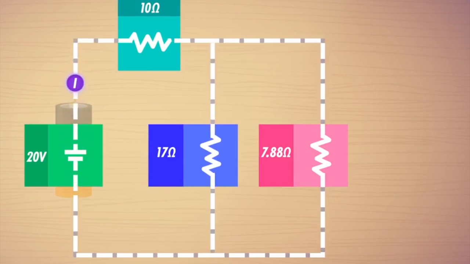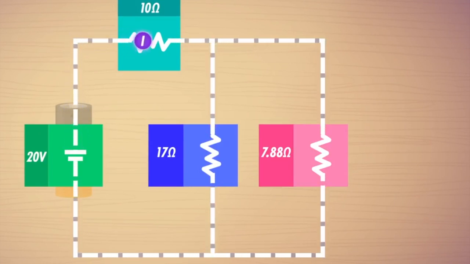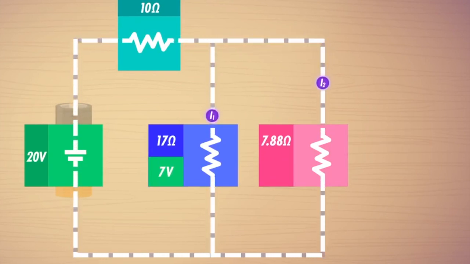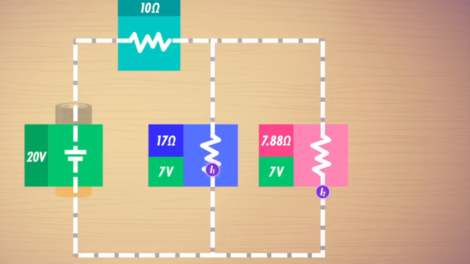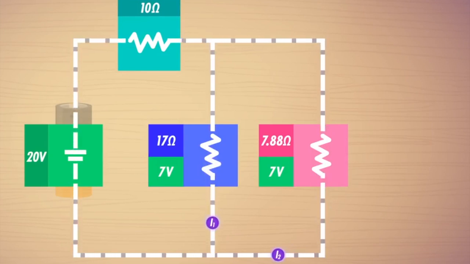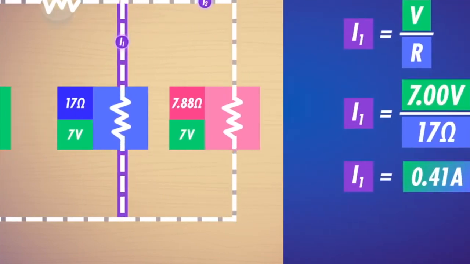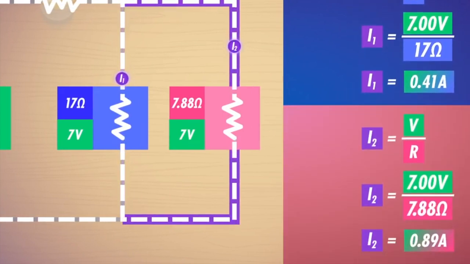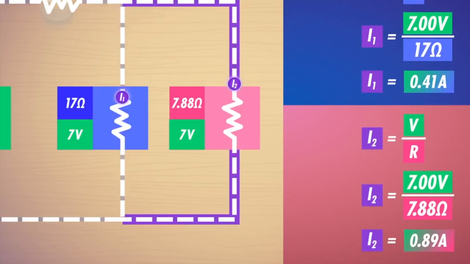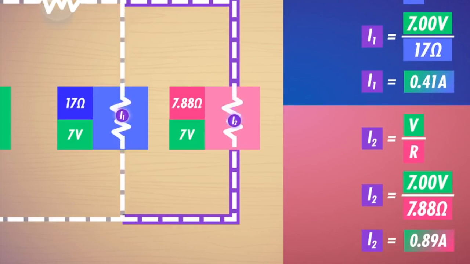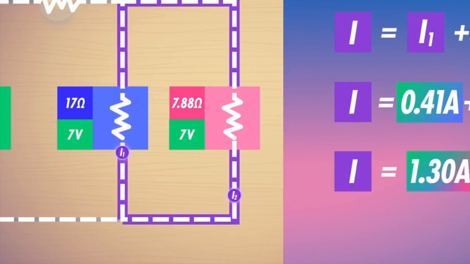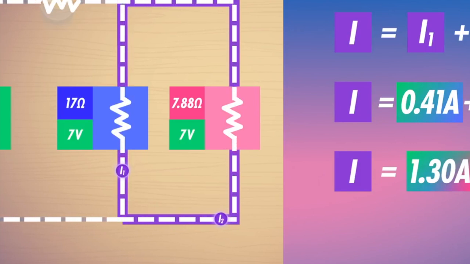Now circuit number 3, as you see, now we have to find the voltage. Now this is the parallel circuit, so the voltage would be the same, 7 volts and 7 volts. However, the current would not be the same. Let's find the current by Ohm's law. Now the current in the 17 ohms is 0.41 and the current in 7.88 ohms is 0.89. If you add them up, you will get 1.30.